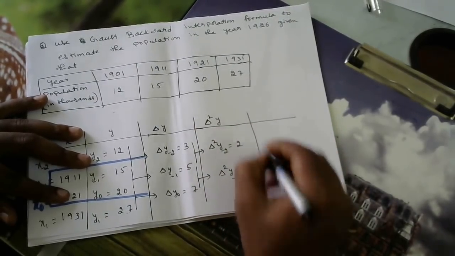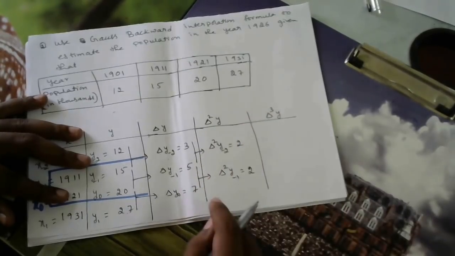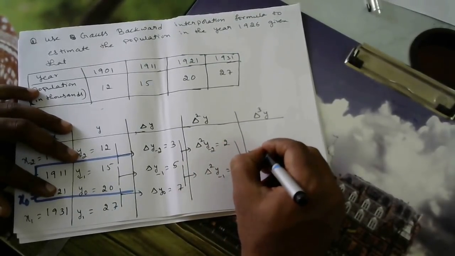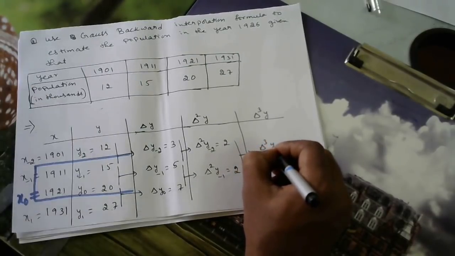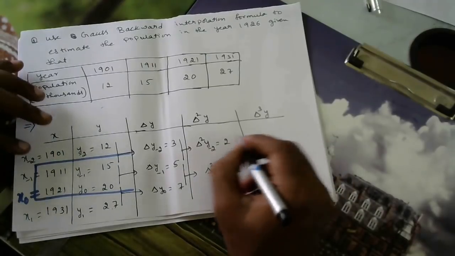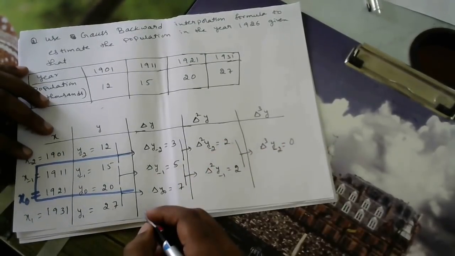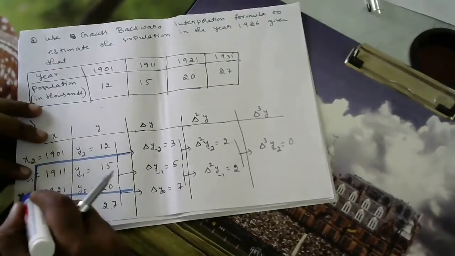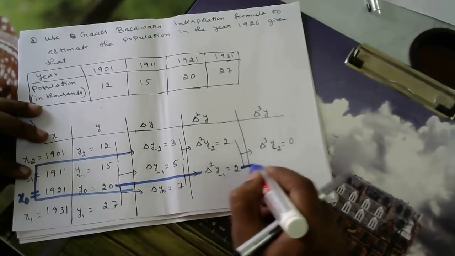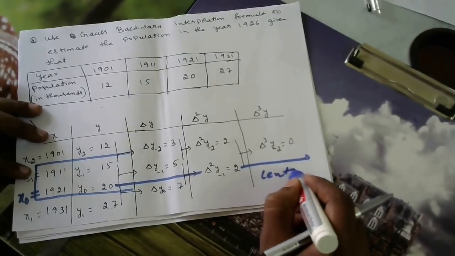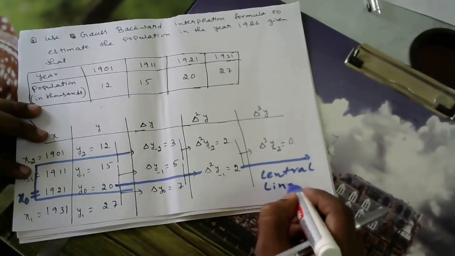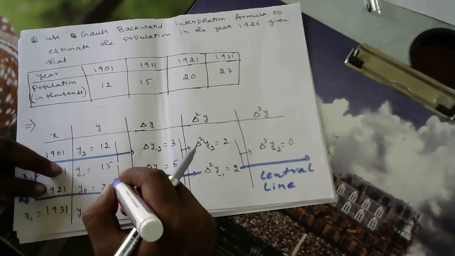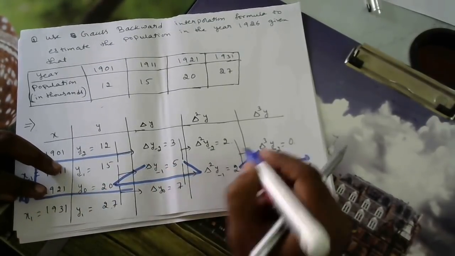Now what do you get? Delta cube y. So delta cube y means these two difference, delta cube y suffix minus 2 equals 2 minus 2, will get 0. Now central line. Which one is your central line? Here, this is your central line. For Gauss backward, above the central line you have to take. So you will get like this. So formula.